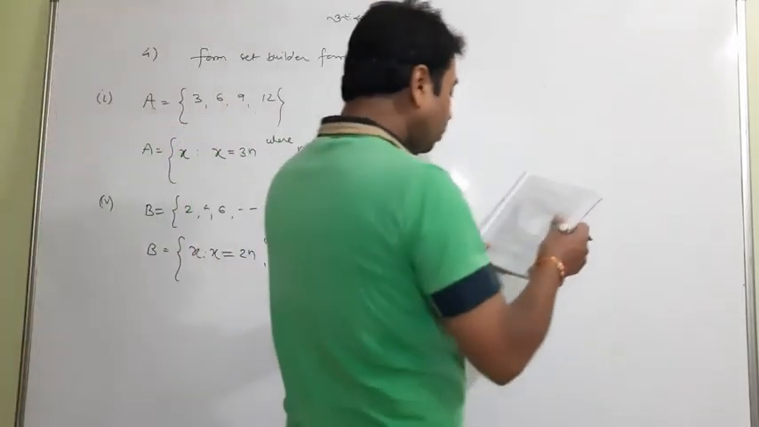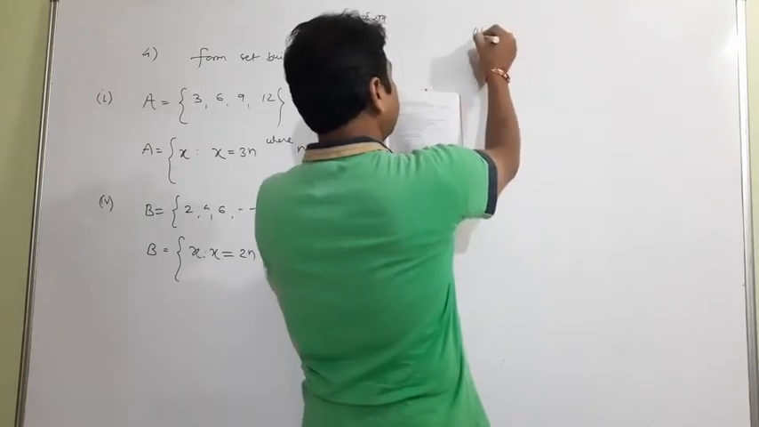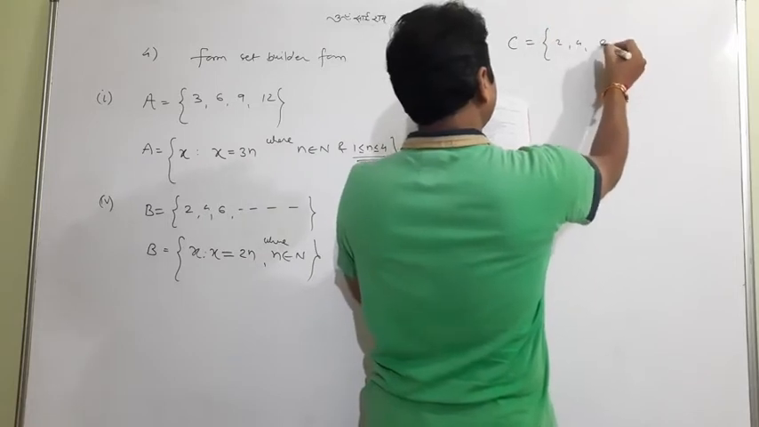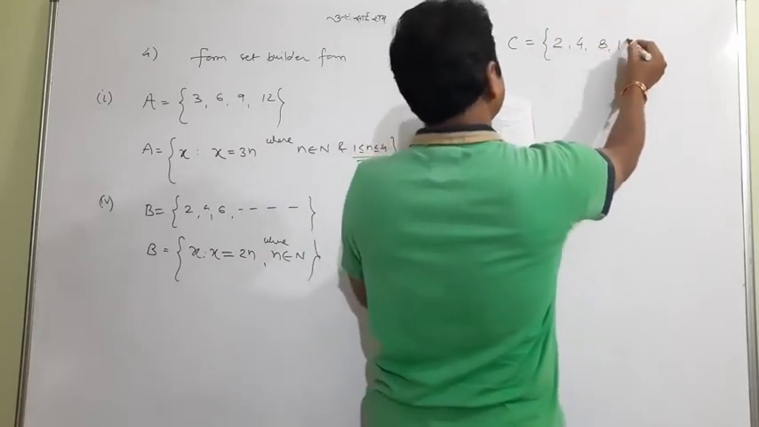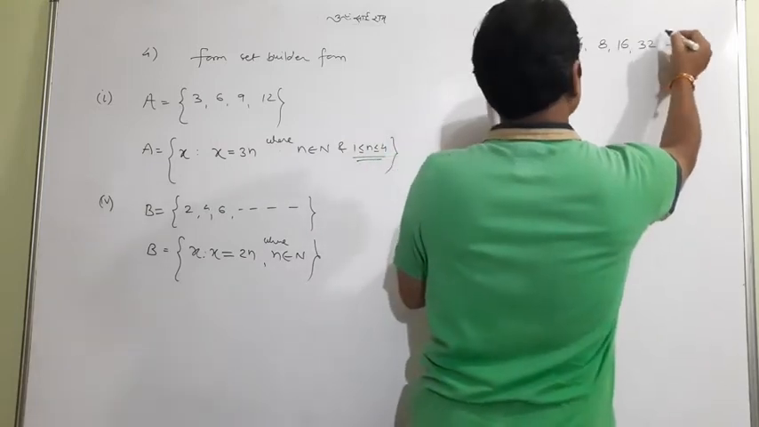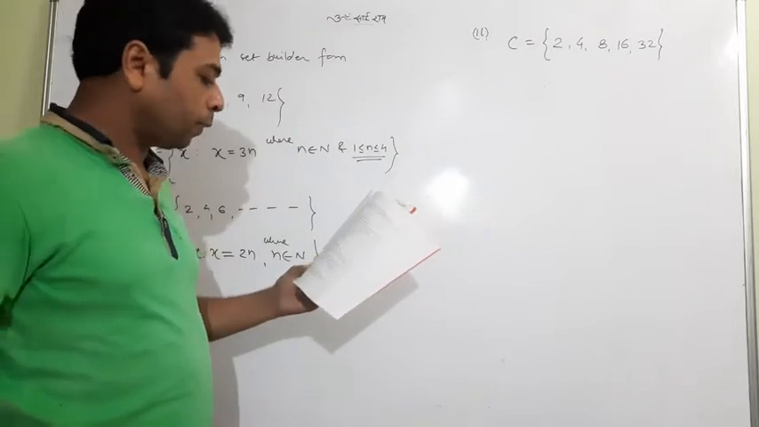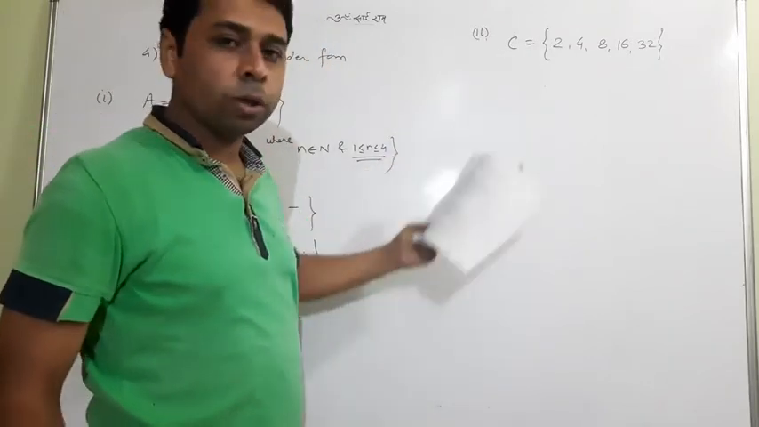Okay, some more questions. Like question number 2nd. Suppose it is C: 2, 4, 8, 16 and 32. This is a question. And a similar question is the 3rd one. So 2nd I am telling you, 3rd you make.